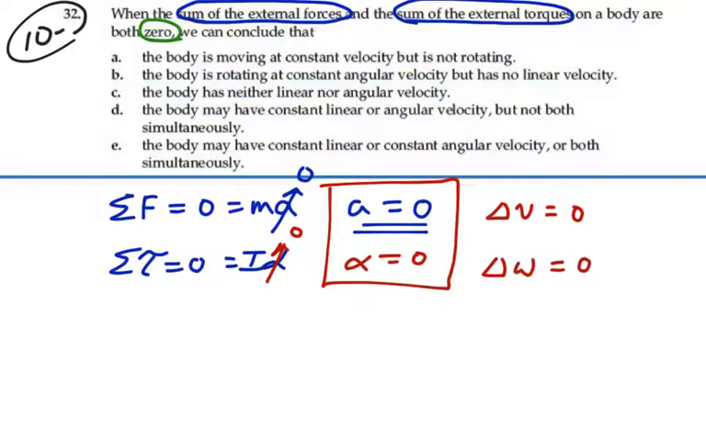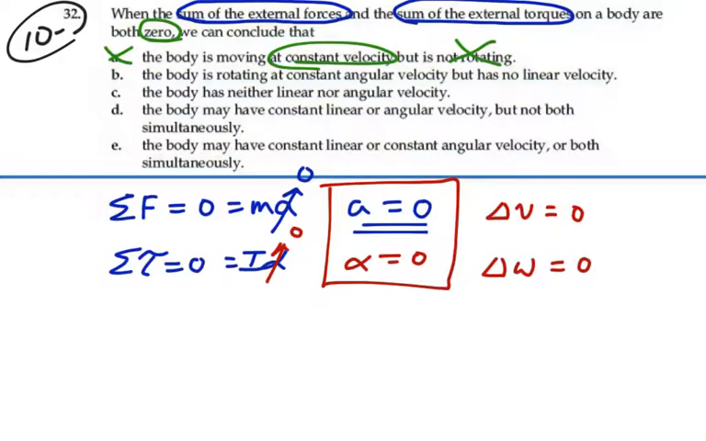So let's look at our possibilities. The body is moving at constant velocity but is not rotating. Well, it could have constant velocity to have no acceleration, but it could be rotating. It could be rotating at constant angular velocity, and that way it would have an angular acceleration of zero. So to say that it's not rotating is not true.